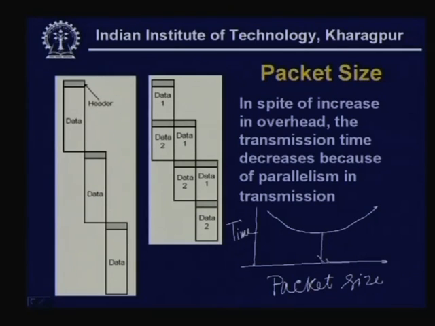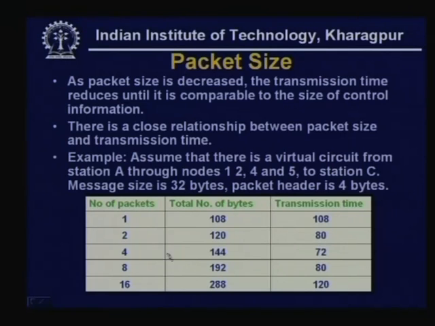So, the transmission time is small for some intermediate value, some value in between maximum and minimum. We find that in this example, in the previous example, whenever the message is divided into 4 packets, each of 8 bytes, it gives you the minimum transmission time. So, this clearly shows that packets should not be too large. That is why we have come from message switching to packet switching. The packets should not be too small either, otherwise the transmission time will also be longer.